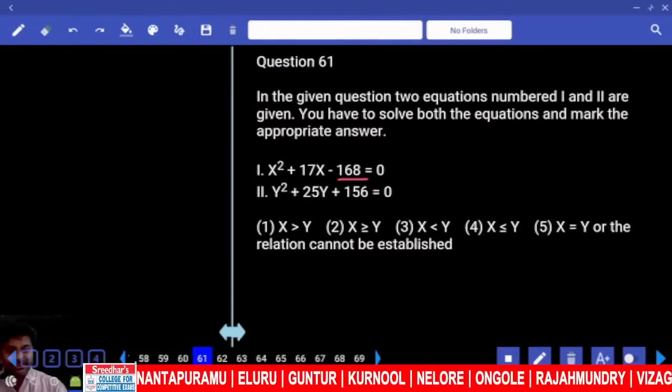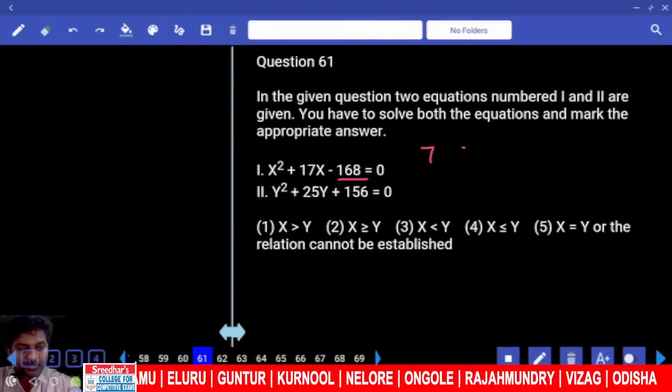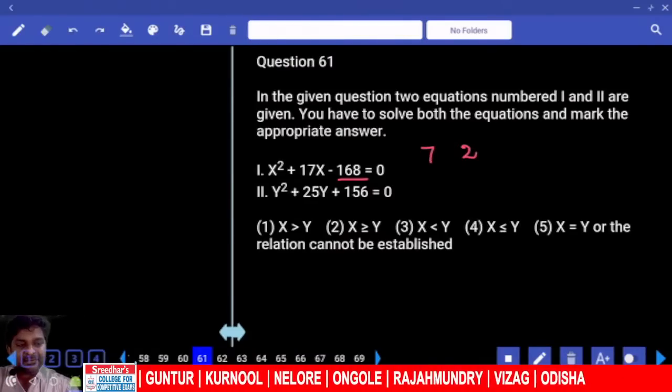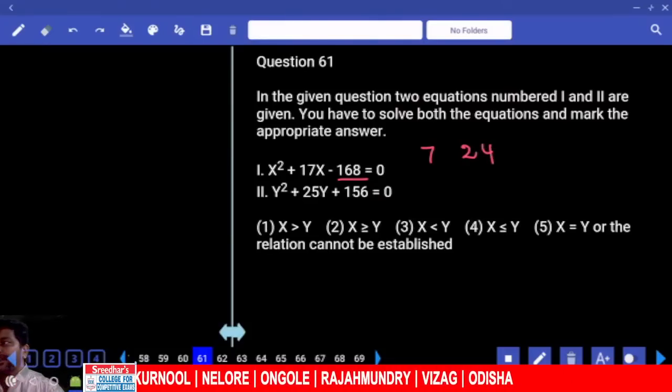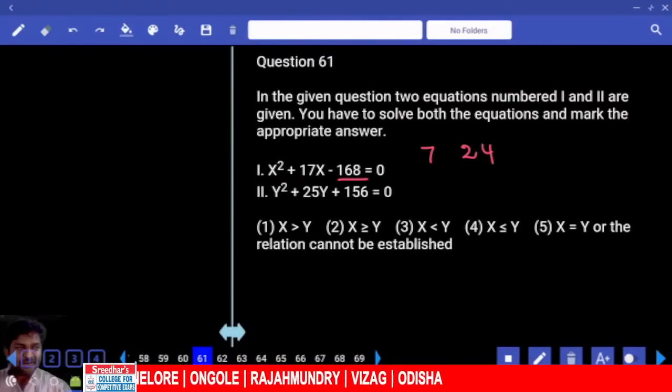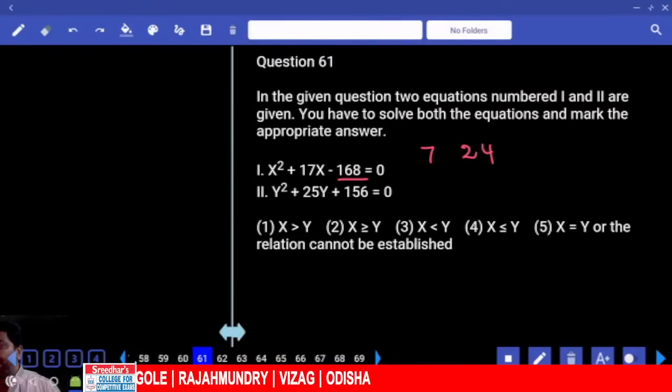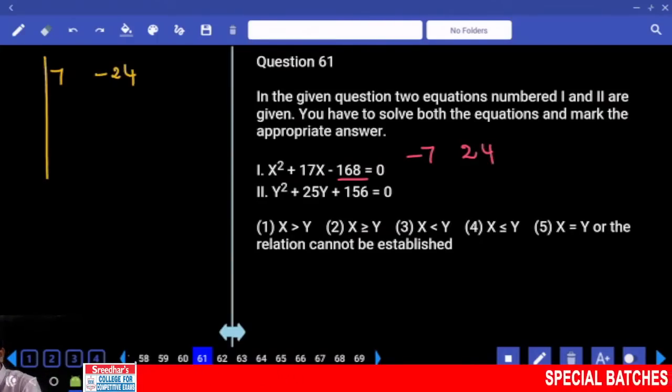168. 7, 2 times 14, 4 times. The product is negative, so one of the numbers must be negative. The sum is plus 17, so I will take the combination minus 7 and plus 24. Then the factors are 7 and minus 24. This is for X and Y.